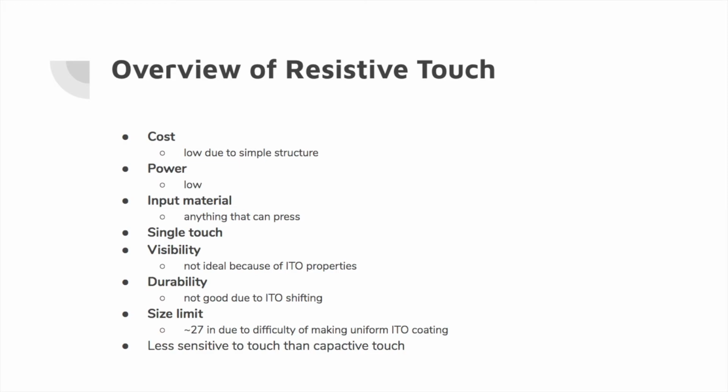And finally, here's an overview of the resistive touch. We can see that it's low in cost and power. The resistive touch is a lot simpler in structure and technology than the capacitive touch. And the input materials that you can use to press down onto the resistive screen is anything that can basically press on it. So you can use your finger or a stylus, anything of that nature that will just apply some kind of force on it.